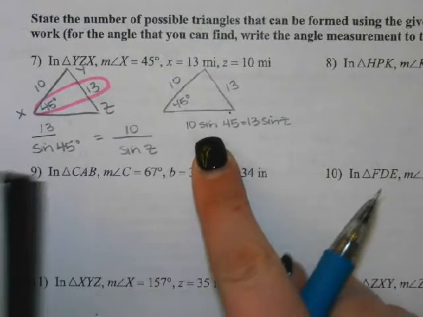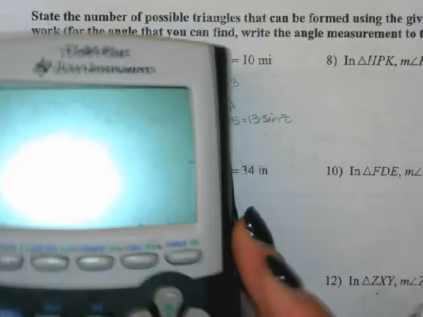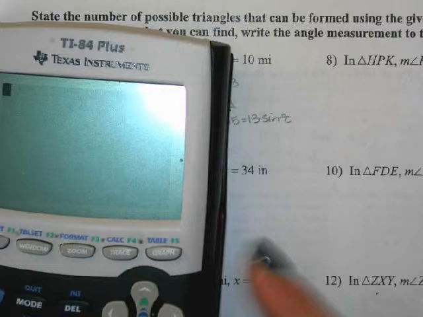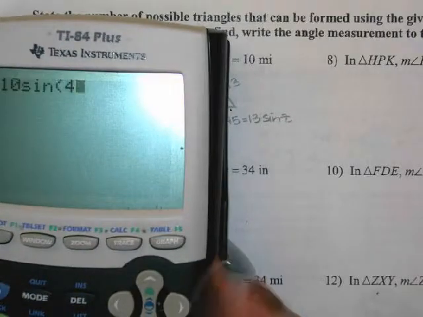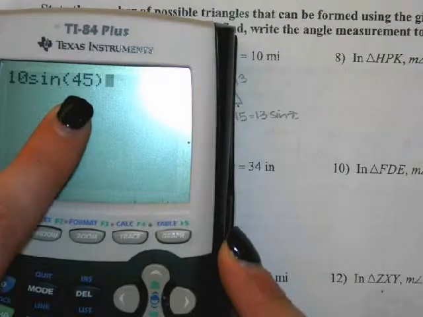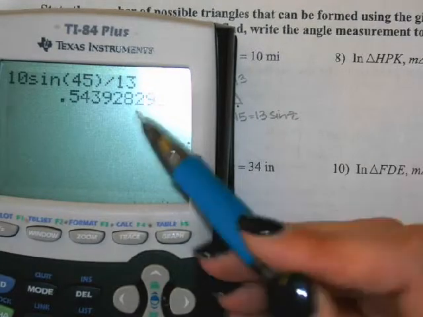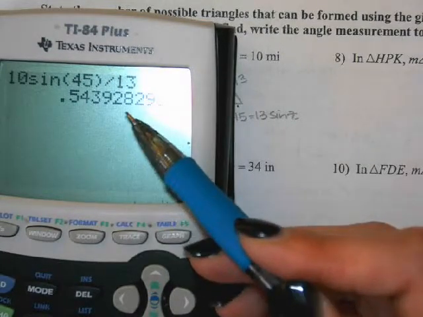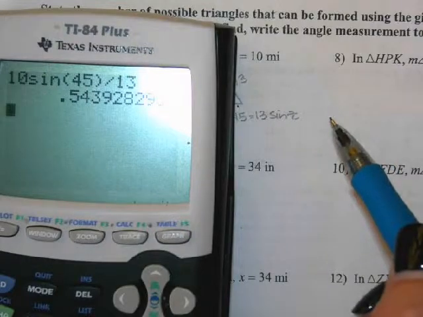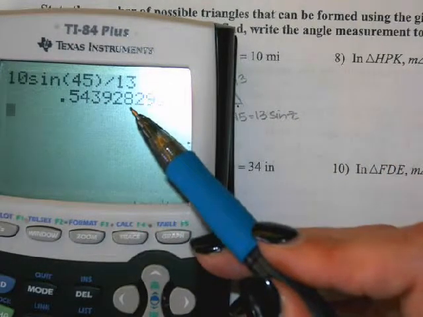So 10 times sine 45 equals 13 times sine Z. So 10 sine 45, right? And after I type this in my calculator, what am I going to do? Divide by 13. So I have this decimal equals sine Z.